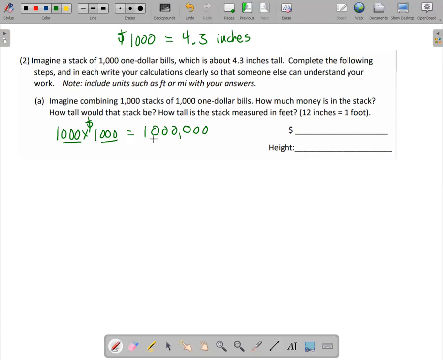I love multiplying by powers of 10 because you just slap zeros on. So for my answer here, I could write exactly that, or I could write 1 million. That would be an okay answer too, right? I'm just going to write it like that. So I did a little work here. Could I have done that in my head?